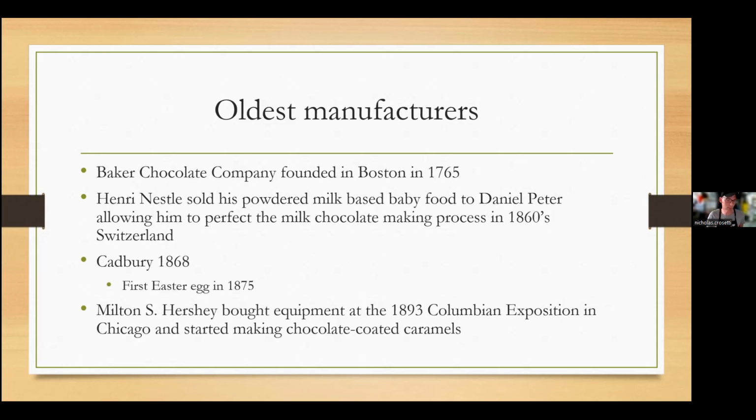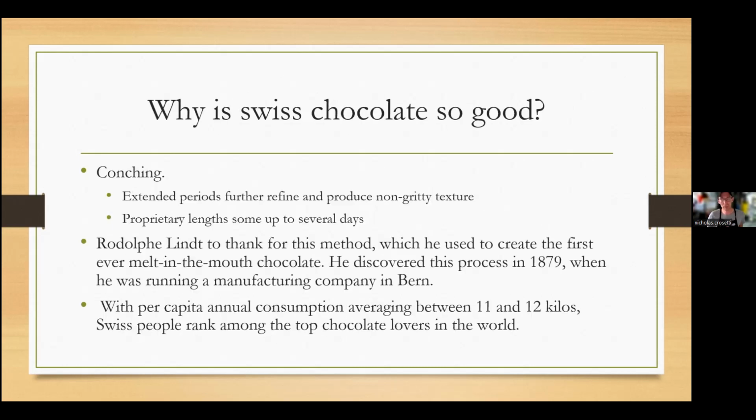Cadbury in England goes back to 1868. They made the first Easter egg in 1875. And Milton S. Hershey bought his equipment for chocolate making and chocolate coating at the 1893 Columbian Exposition in Chicago. All of these companies are still producing chocolate to this day, which is an amazing feat.